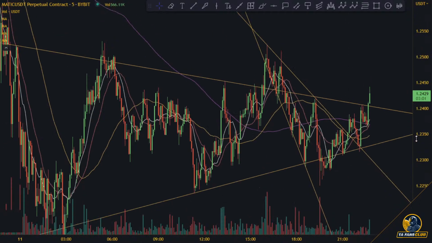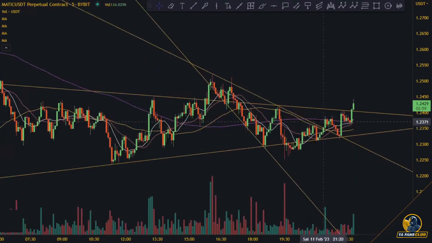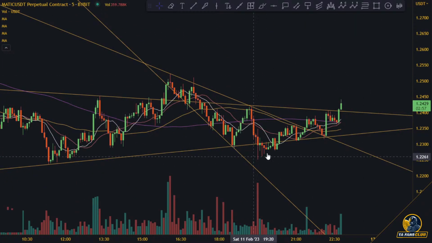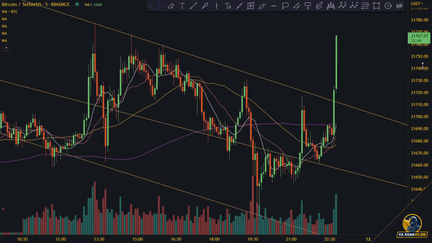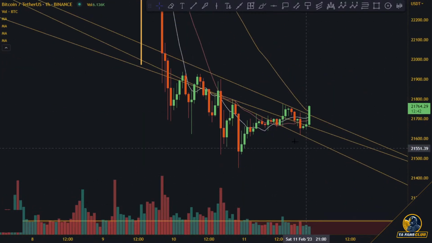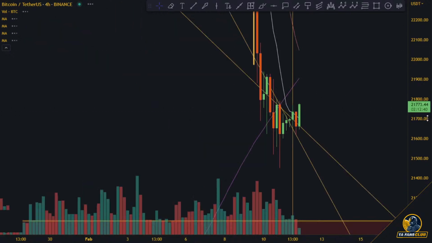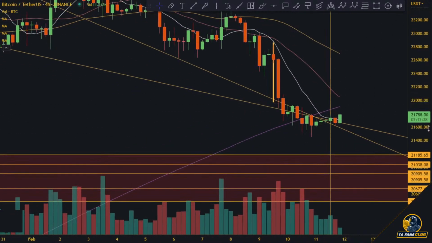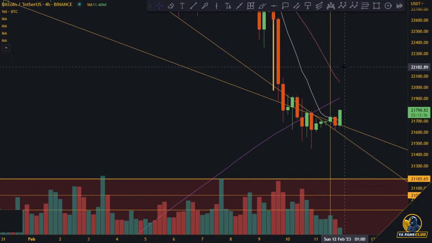And Matic is getting out of this triangle that somebody mentioned. Falling wedge, broke that out, continued towards the upside. We didn't long here. Where was it? Down here where we wanted to. And Bitcoin is breaking out. Yeah, so everything pumping. GG. Took wrong position, guys. Took wrong position.